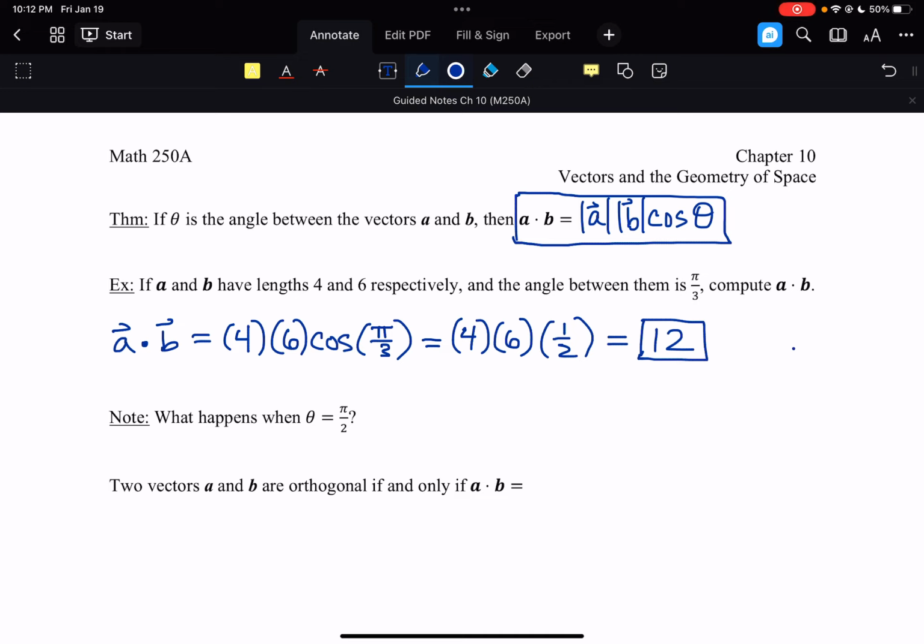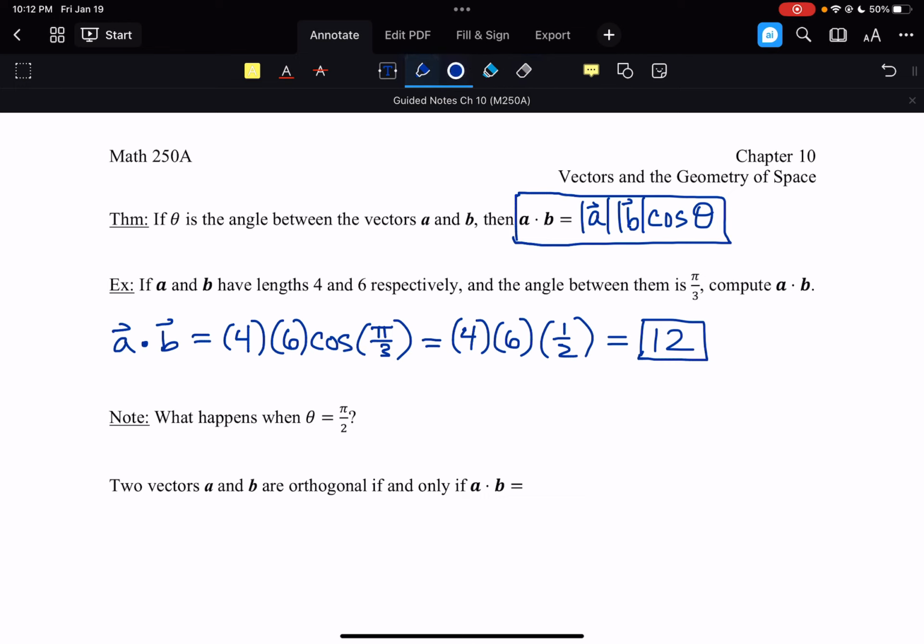Right, so that's two vectors. The angle pi over 3 would be something like that. So with that angle pi over 3, one of them has a length of 4, the other a length of 6, so a little bit longer. But that gives us a dot product of 12.